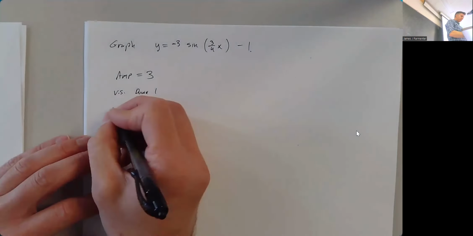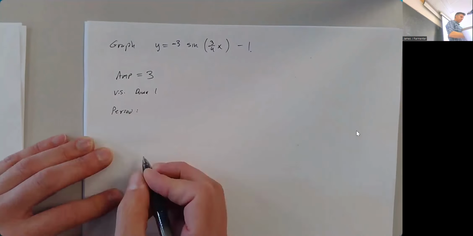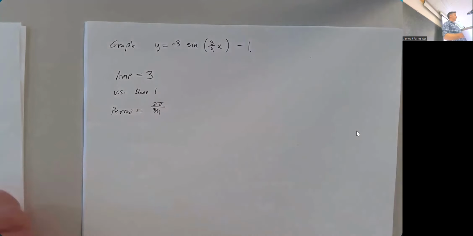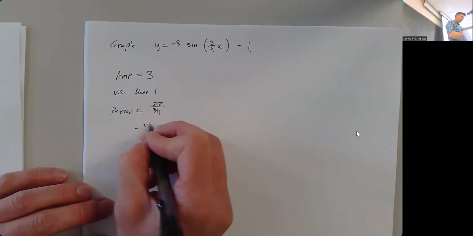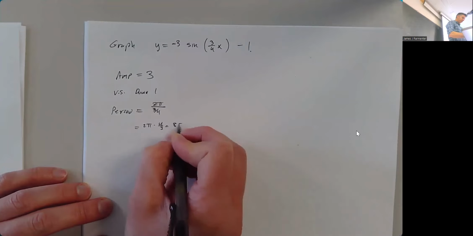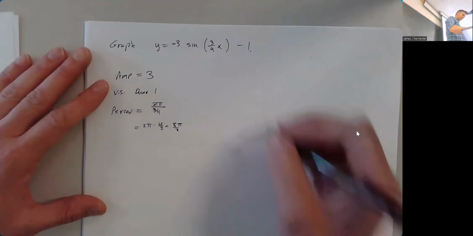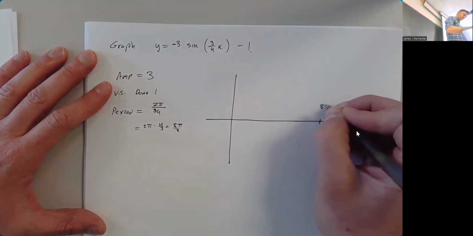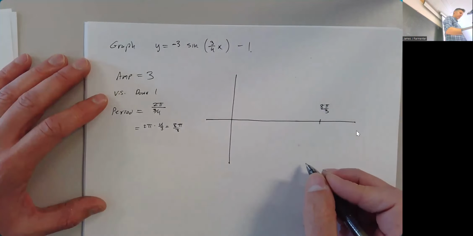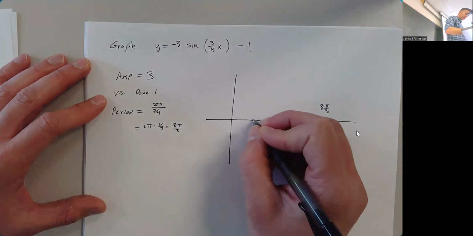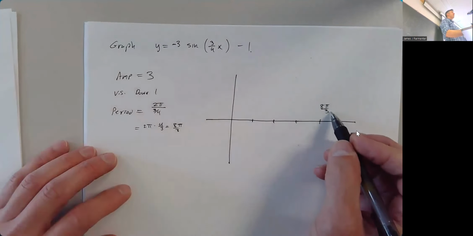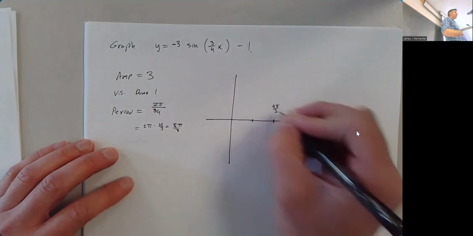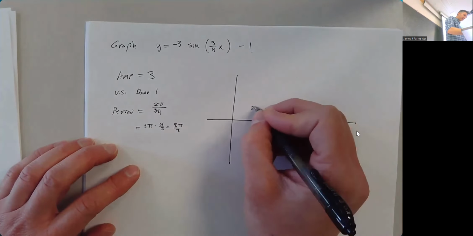And then the period. So the new period is 2 pi divided by the coefficient of x, which is going to be 2 pi times 4 over 3, which is 8 pi over 3. So I'm going to talk about doing it both ways. So the easy way, if I cut 8 pi over 3 in half, half of 8 pi over 3 is 4 pi over 3. Half of that is 2 pi over 3.